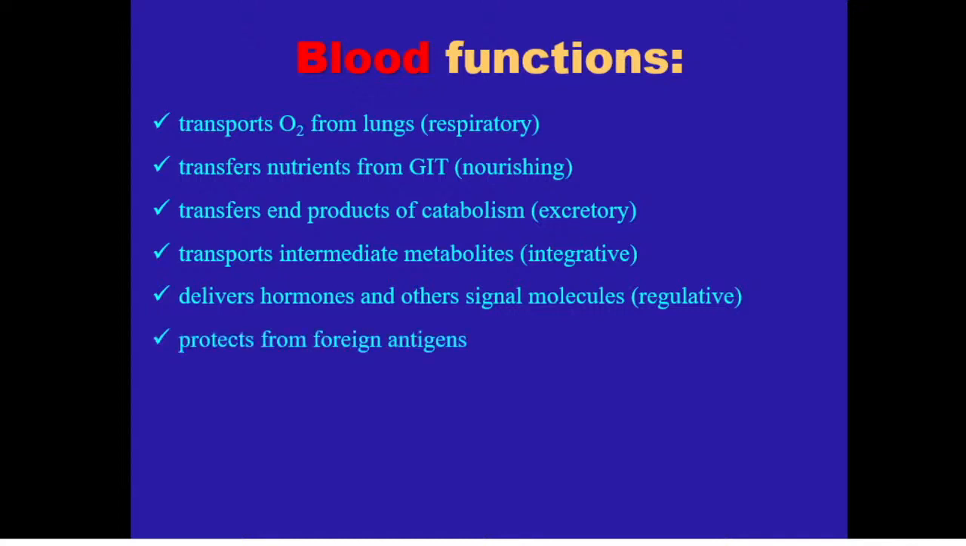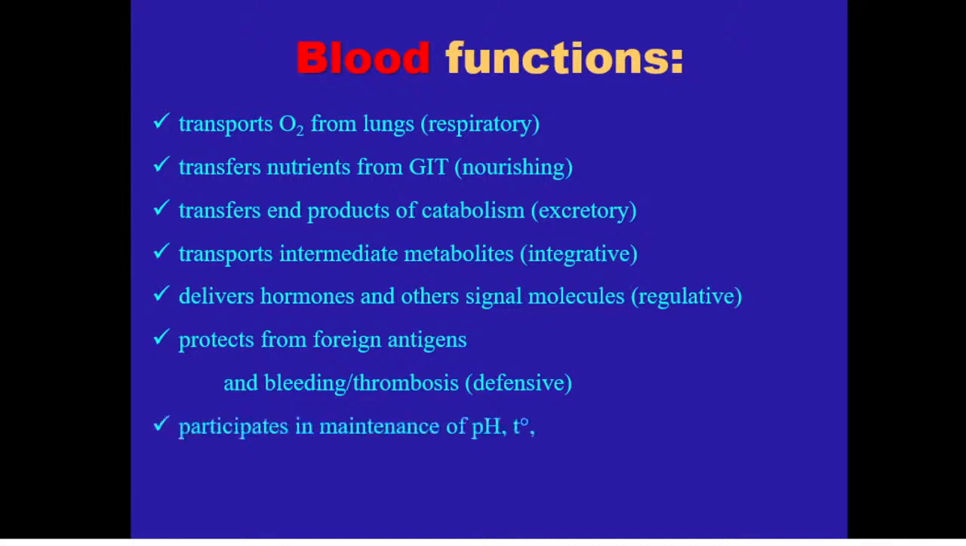Blood protects from foreign antigens. It means viruses, bacteria, fungi, and all foreign molecules that can come into our blood. And of course, it protects from bleeding and thrombosis. So this function is the defense, protective function. Finally, blood participates in maintenance of pH, not only of itself but of the whole body, water-salt balance, and temperature. So this function we can name homeostatic.